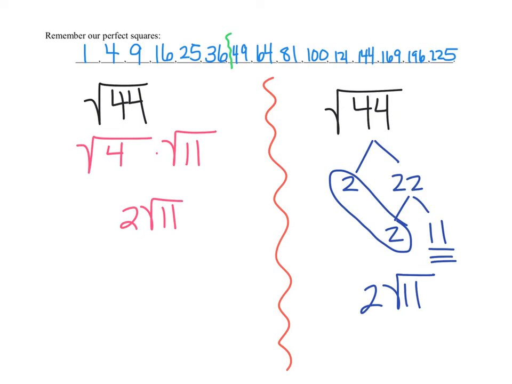Using the factor tree, I always start with my even numbers. 2 times 22. The 22 breaks down into 2 times 11. Here's my pair of 2's that get circled, so they're outside of the radical. The 11 is left over underneath the radical.